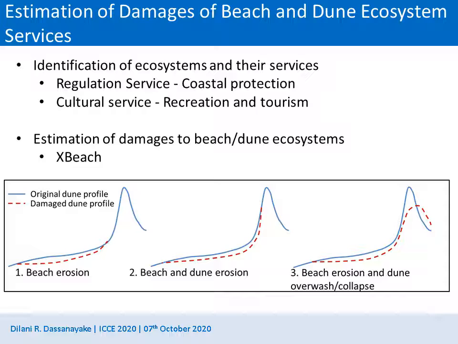By the comparison of the pre-storm and post-storm dune profiles, the beach dune damages can be categorized into three main levels. First, the beach erosion only. Second, beach and dune erosion. Third, beach erosion and dune overwash and collapse. Based on these three levels of beach and dune damages, the loss of ecosystem services provided by beach dune ecosystem can be estimated using an ecosystem services damage assessment table.